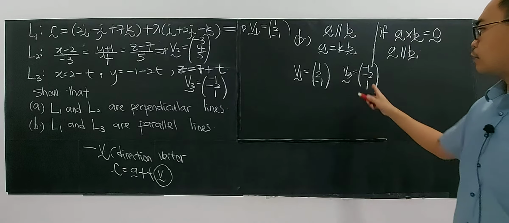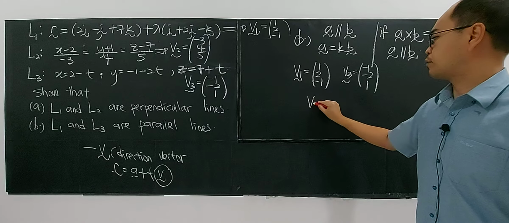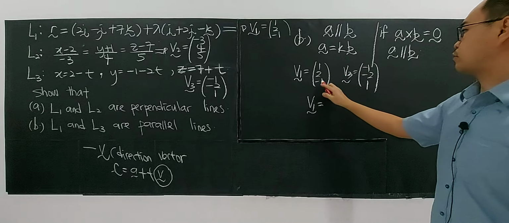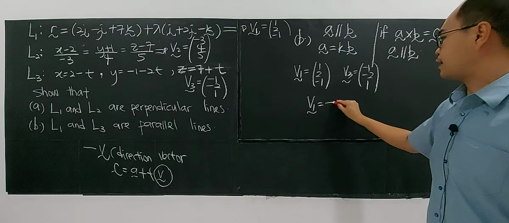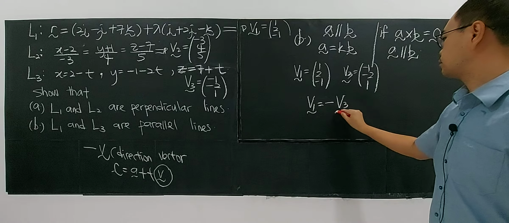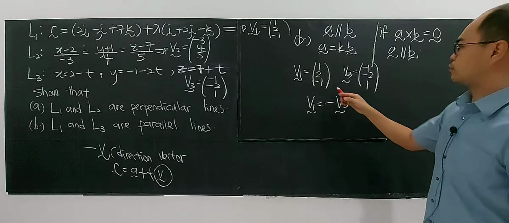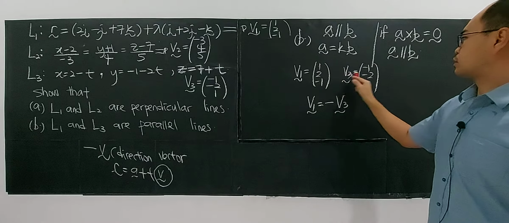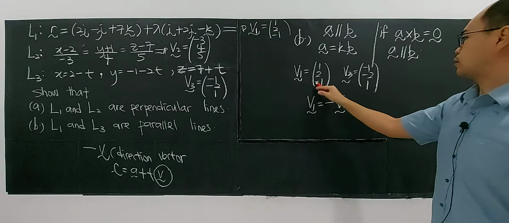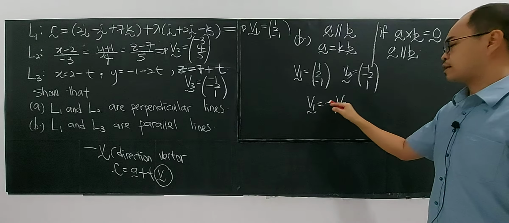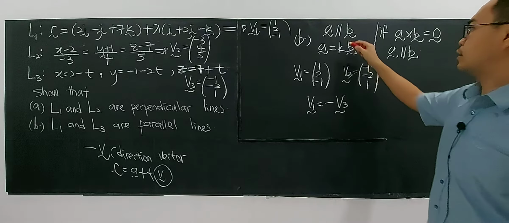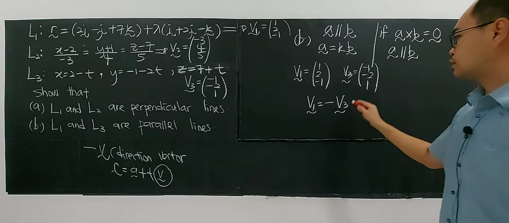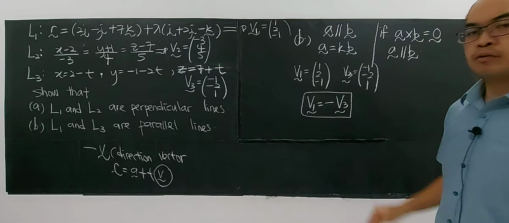You can easily rewrite V1. If you see carefully, 1 becomes negative 1, 2 becomes -2, and -1 becomes 1. So V1 is the negative of V3. You have already shown that V1 is K times V3, where K is -1. This statement is already good enough.